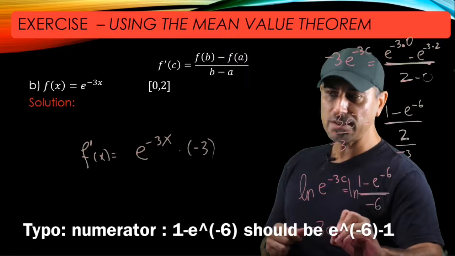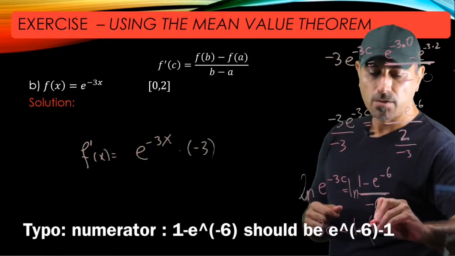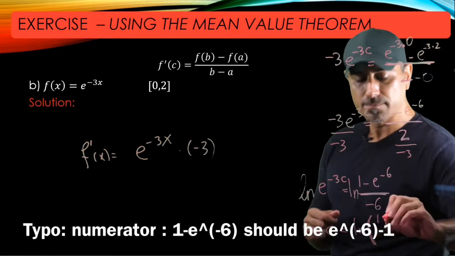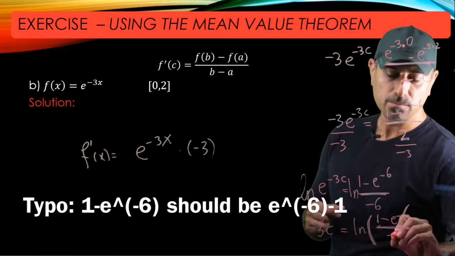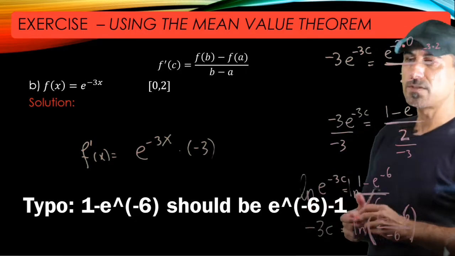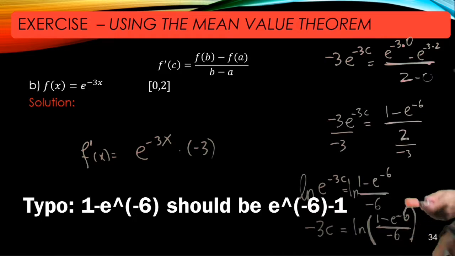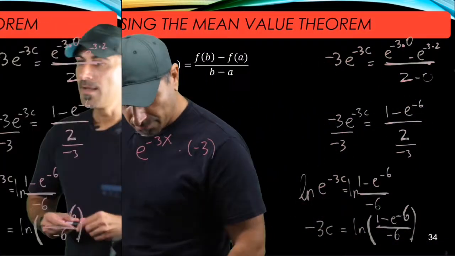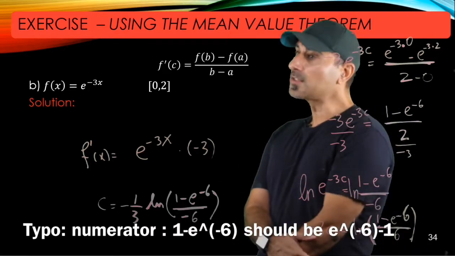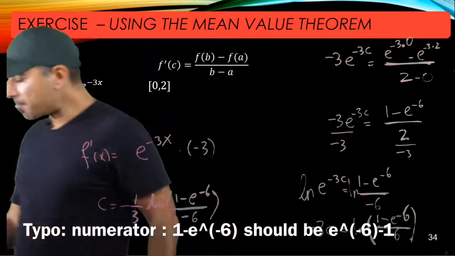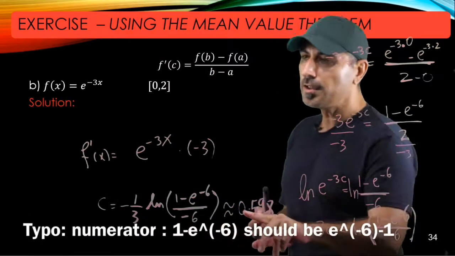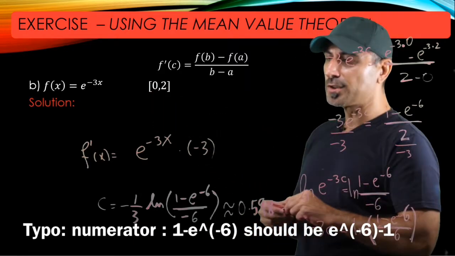So it's negative 3c equals ln of 1 minus e to the minus 6, divided by negative 6. So negative 3c equals the ln of this. I can go ahead and divide both sides by negative 3 to find c. And here is the c value. This is the only c value that pops out of this equality, and you can go ahead and punch this into your calculator. That's good news because this point is in fact in the interval 0 and 2.